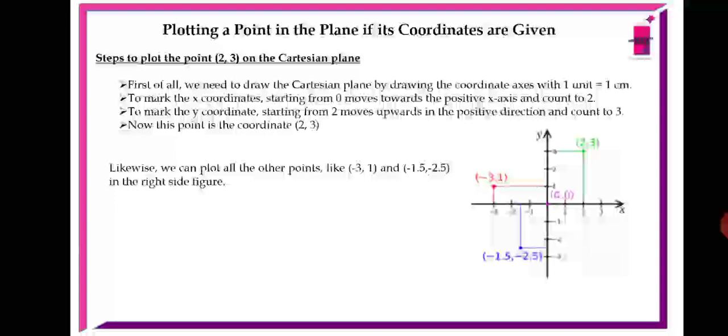So how to plot a point? Plotting a point in the plane if its coordinates are given. Step 2: plot the point (2, 3) on the Cartesian plane. First of all, we need to draw the Cartesian plane by drawing the coordinate axes with 1 unit equal to 1 centimeter. To mark the x-coordinate, starting from 0, move towards the positive x-axis and count to 2.